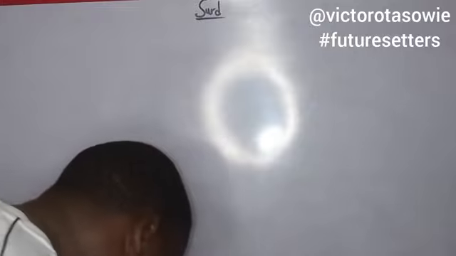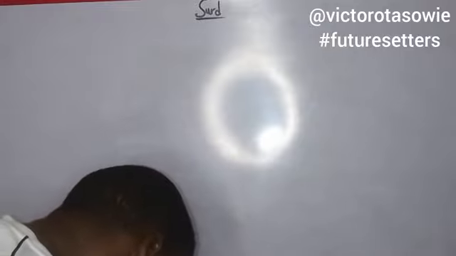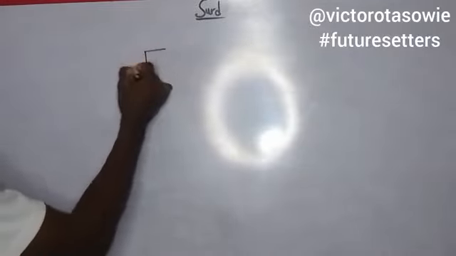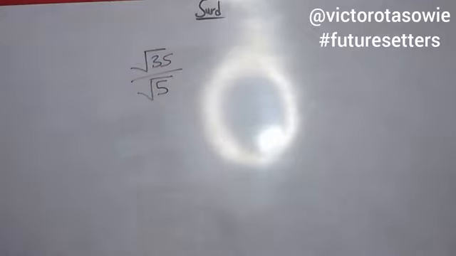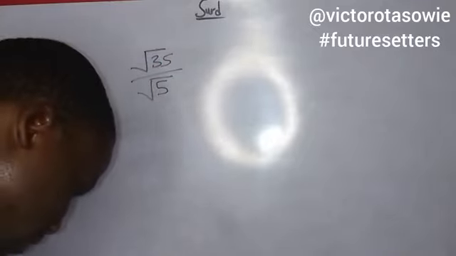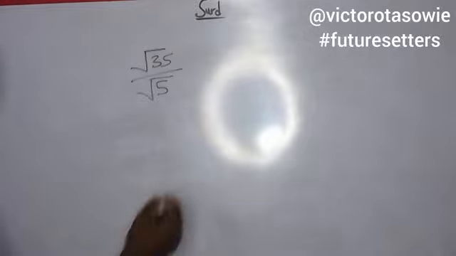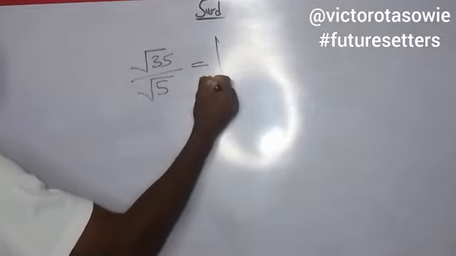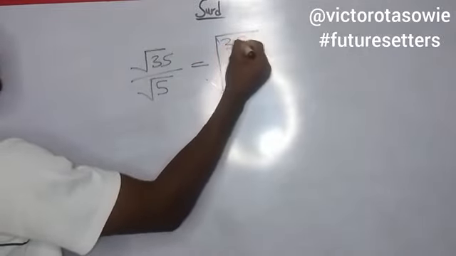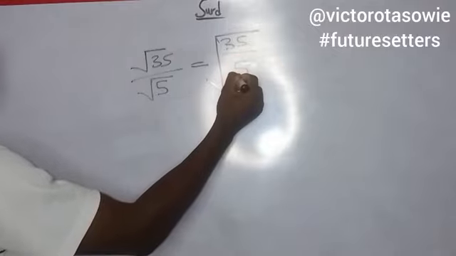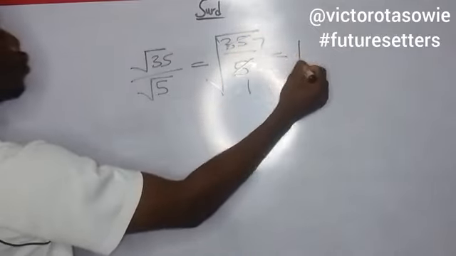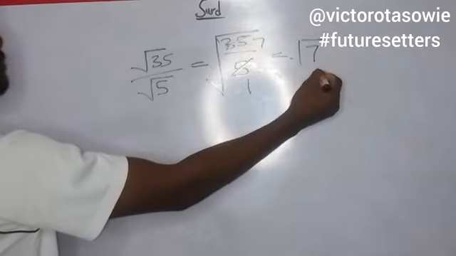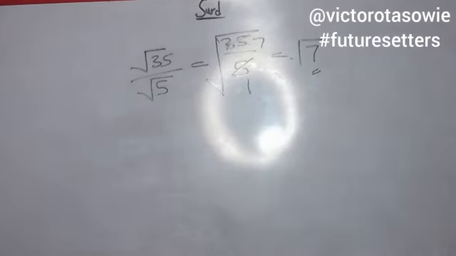So, moving on. We have another question to solve together, which says root 35 divided by root 5. Now, this question is very simple. All we just need to do, like I said before, is open the root and write 35 over 5. 35 divided by 5 is 7, which is root 7. And this is our final answer.